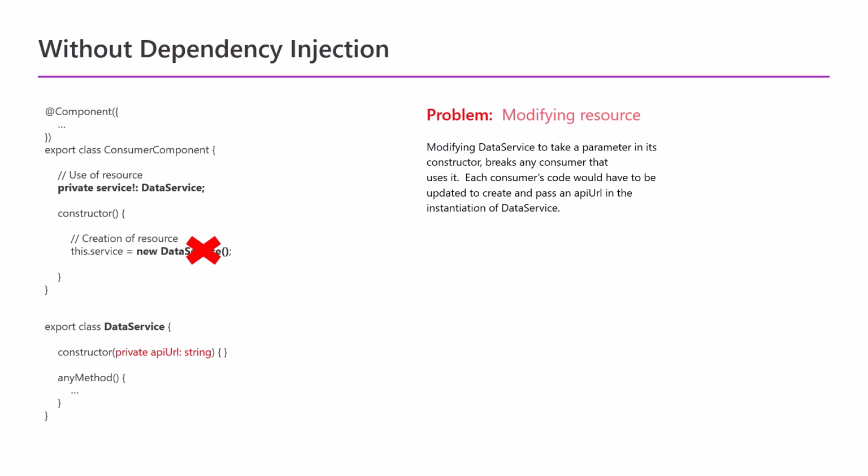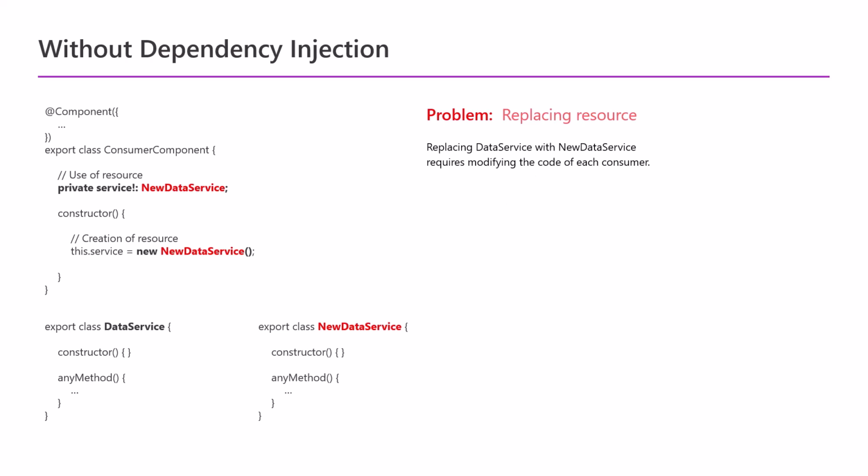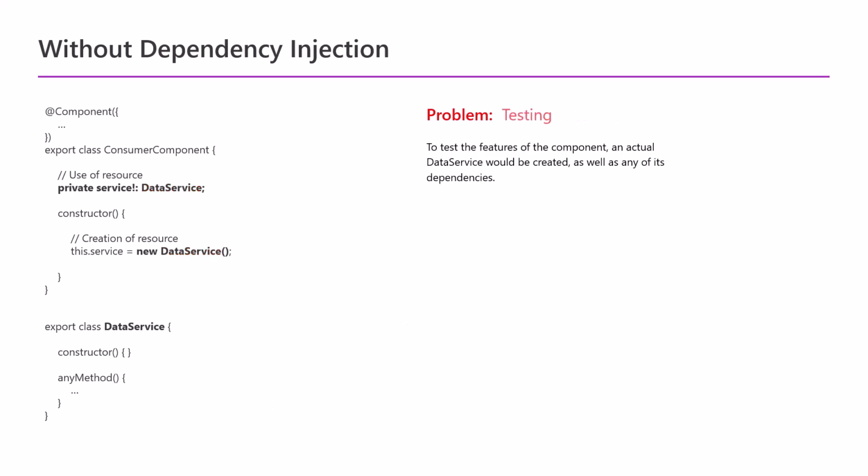Another issue we might see is if we wanted to replace the use of data service within some of our components with a new data service. Well, everywhere we'd want to replace data service with new data service, we'd have to make that modification within our component code. Creating instances of our resources also poses a problem during testing.